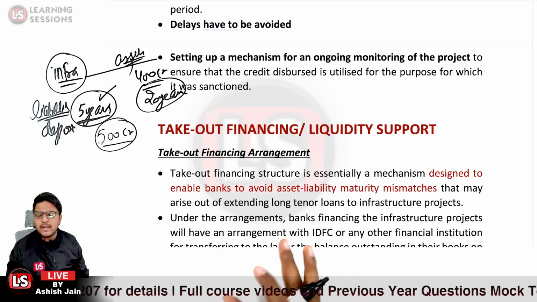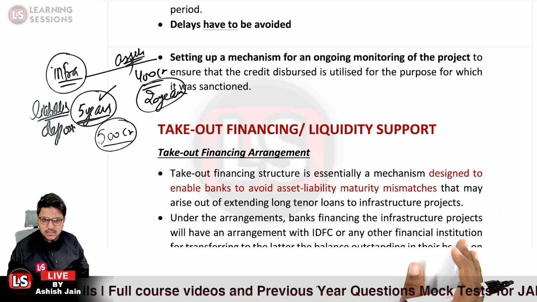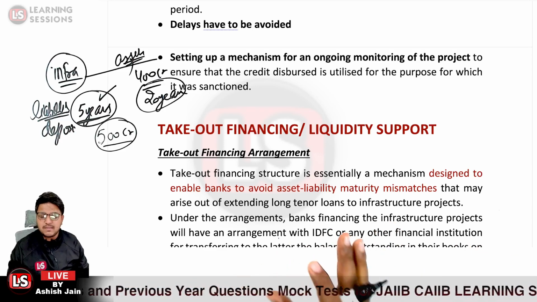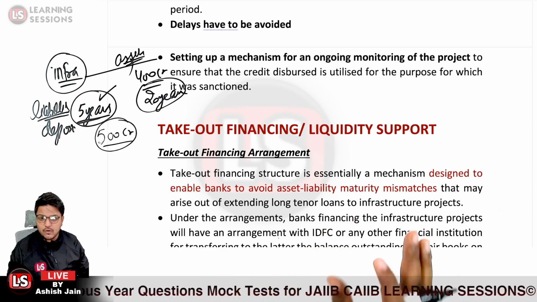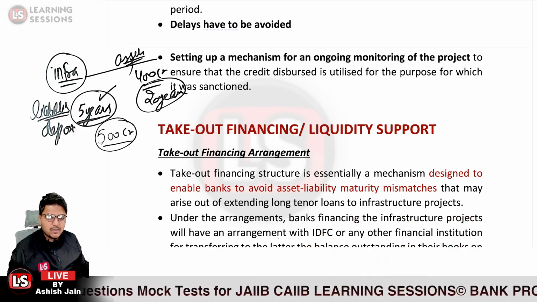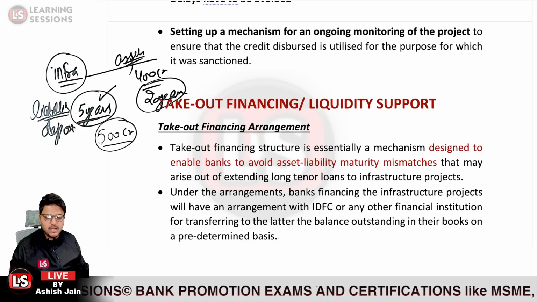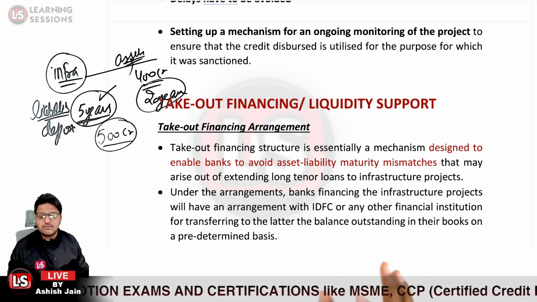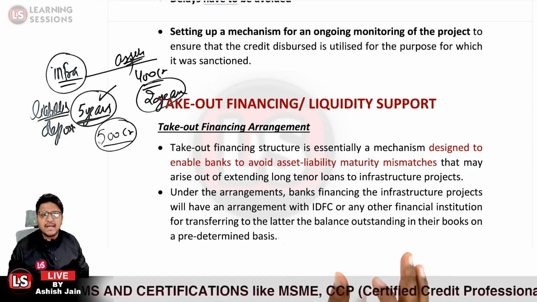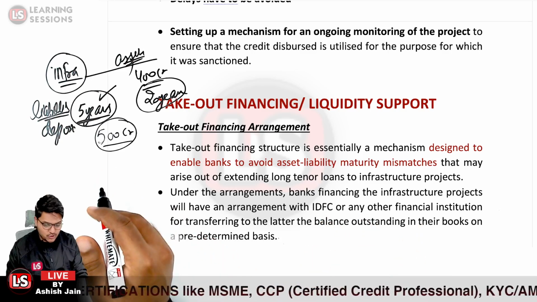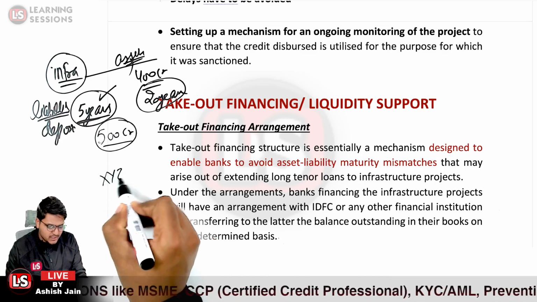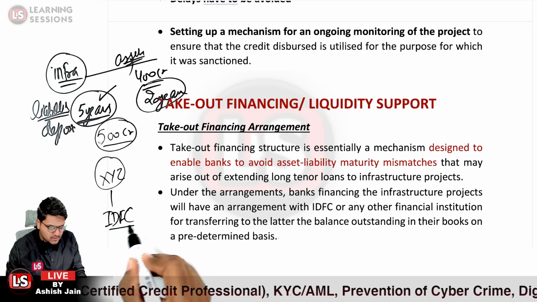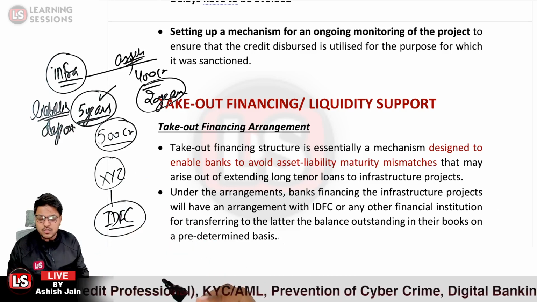So as to avoid the asset liability maturity mismatches that may arise in the case of infrastructure projects, takeout financing is basically being adopted by the banks. Under this arrangement, banks financing the infrastructure projects will have an arrangement with the IDFC or any other institution. Let me give an example that XYZ bank is already having an arrangement with the IDFC bank or any other financial institution or bank.